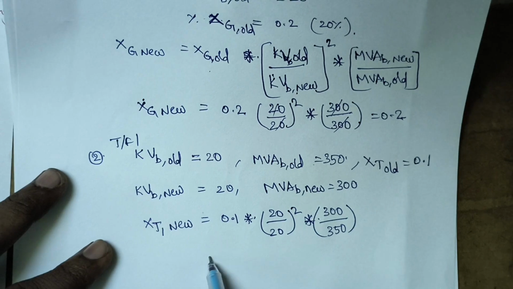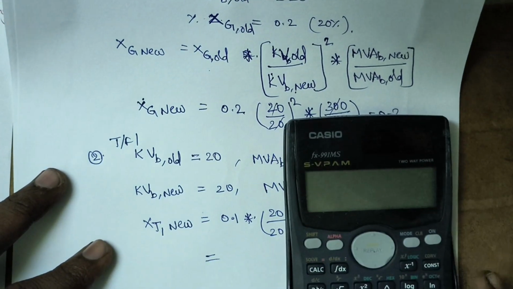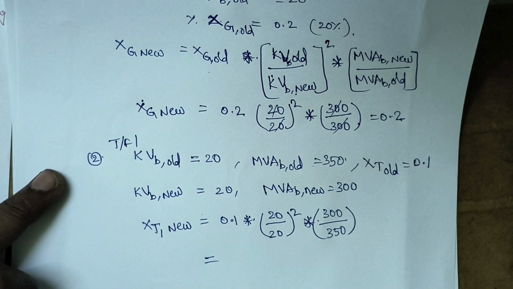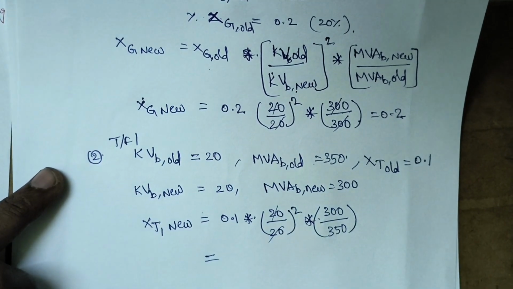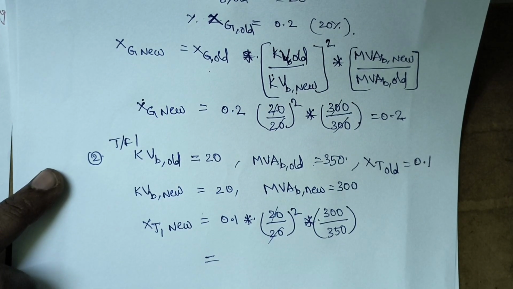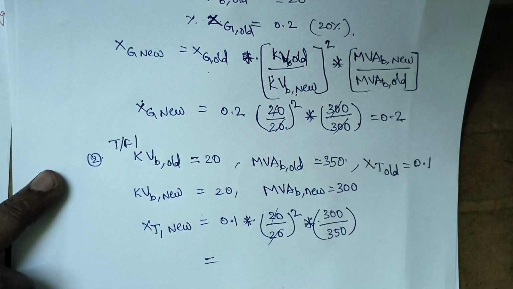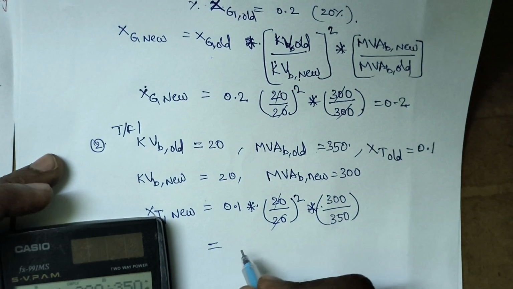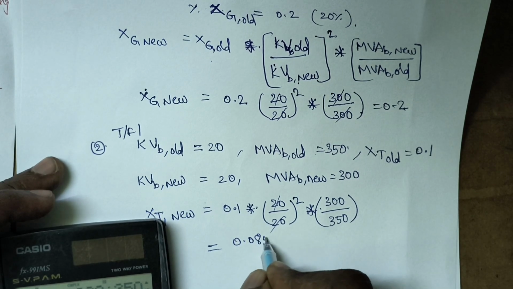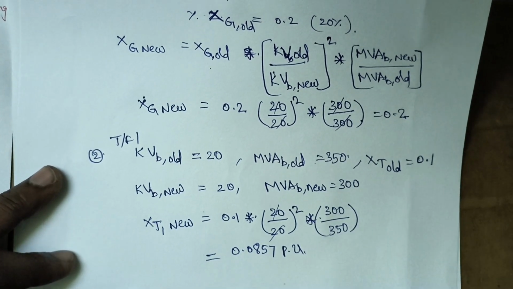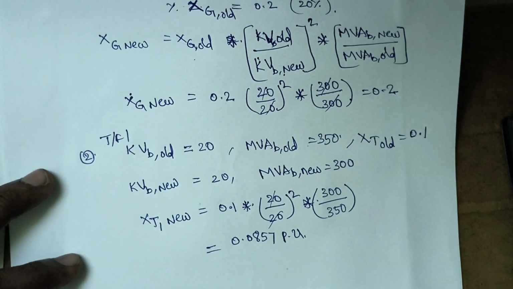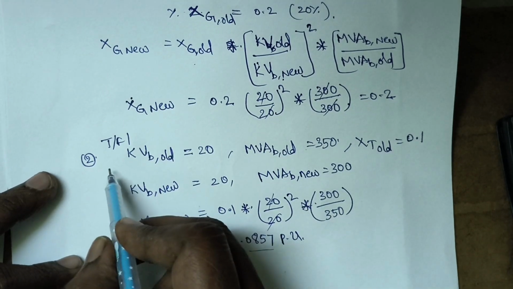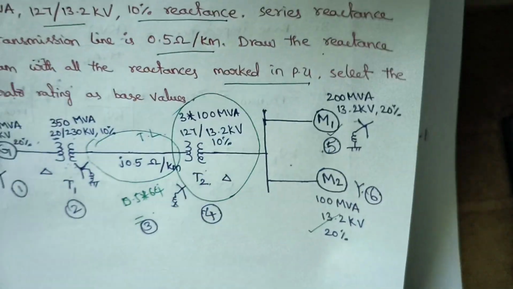Then I will get the value like this: 0.1 into 1, because this will be cancelled, into 300 by 350. So this value comes to 0.0857 per unit. It is better to take at least 3 to 4 digits after the point to get some exact value. This is for transformer 1. The second component is over.